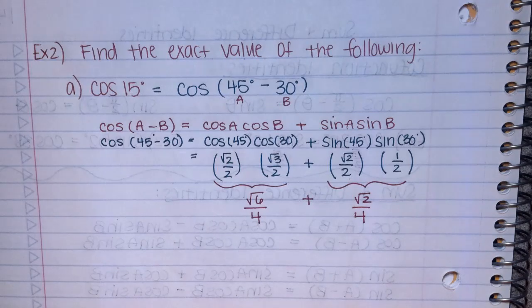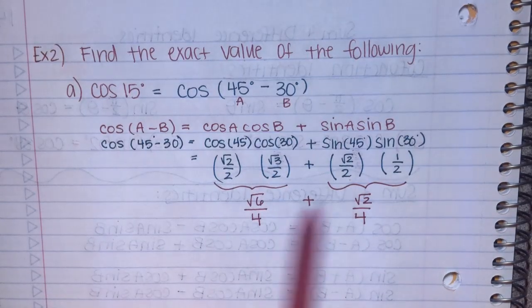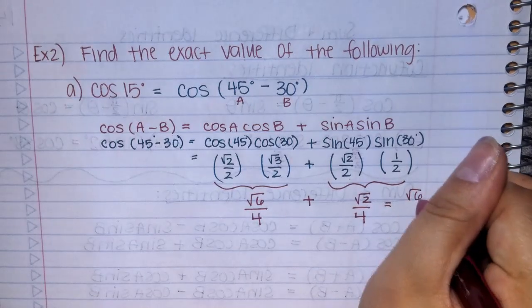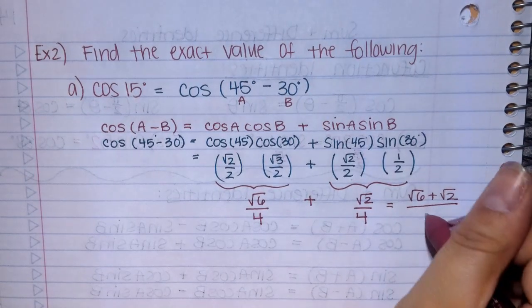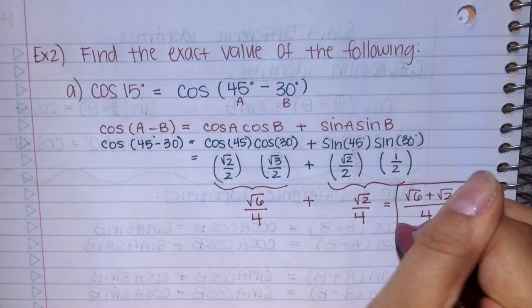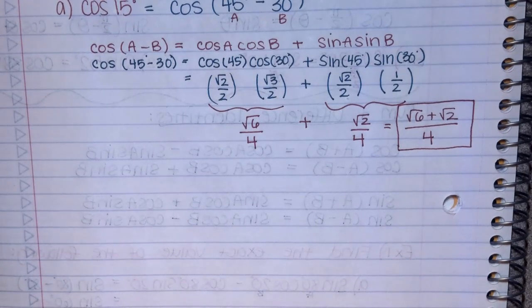How do we add those? Look up real quick. I can multiply radicals. Can I add radicals? No. So your answer is the square root of 6 plus the square root of 2 all over 4, because you keep your denominator the same when you add. And that is our answer.